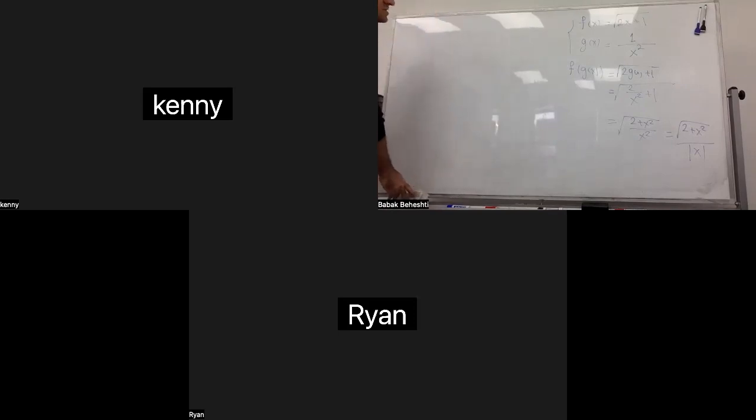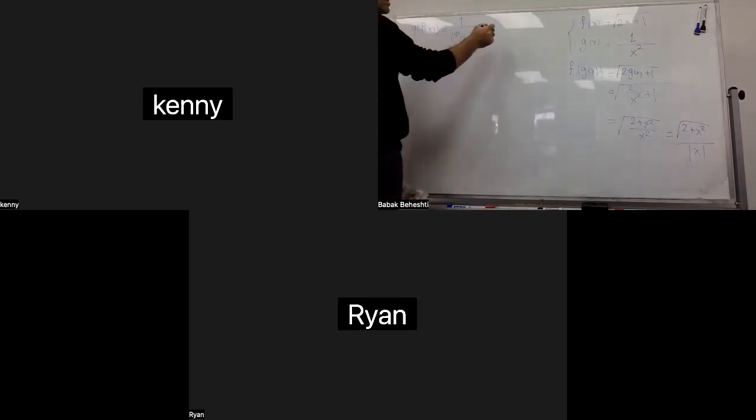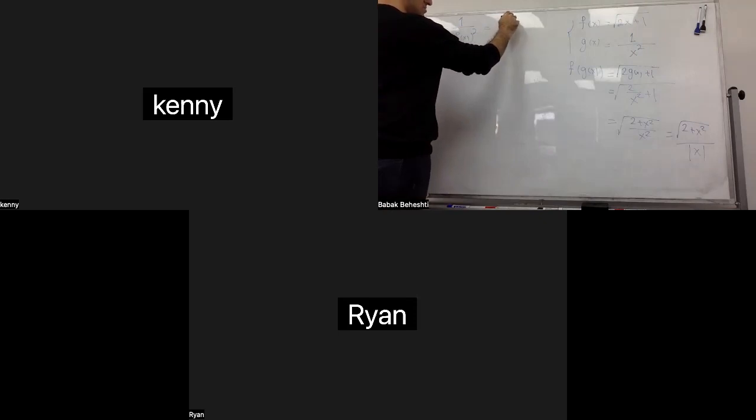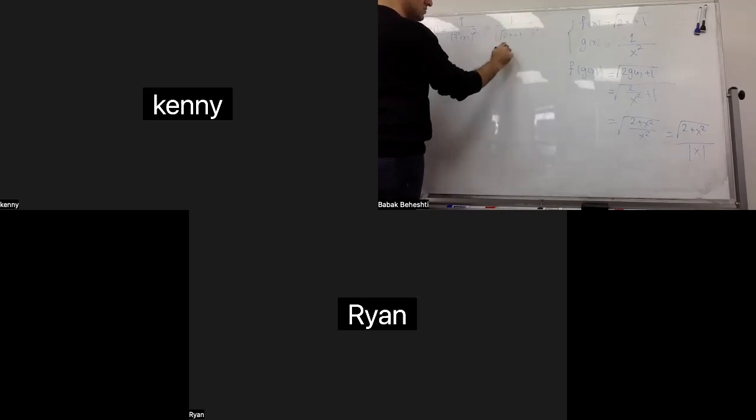Okay, now what is, for instance, g of f of x? Because g is 1 over x squared, it is 1 over f squared. That is equal to, since f is square root of 2x plus 1, 1 over the square root of 2x plus 1 squared, so it is 1 over 2x plus 1.